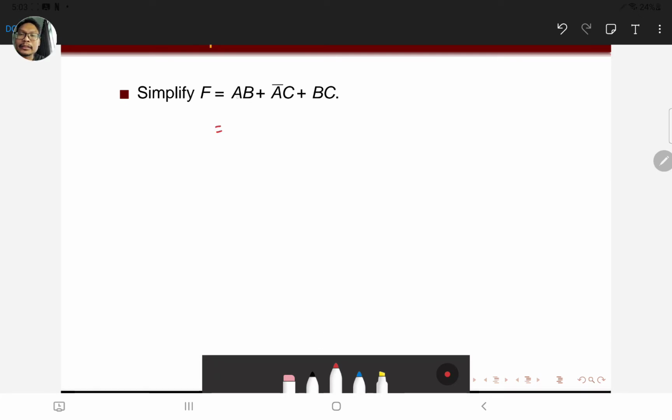So AB plus A bar C plus BC. In this case, we have the same term here for B and for C, so we can actually do AB plus BC plus A bar C, and then we can factor out our B: B(A plus C) plus A bar C.